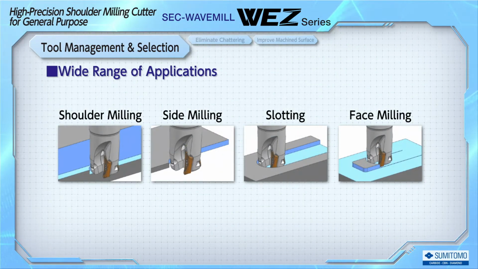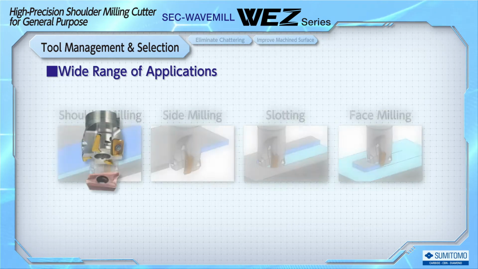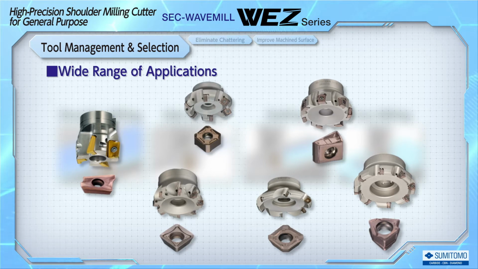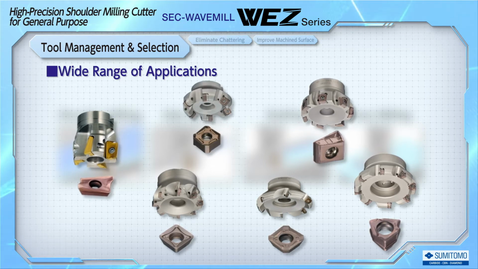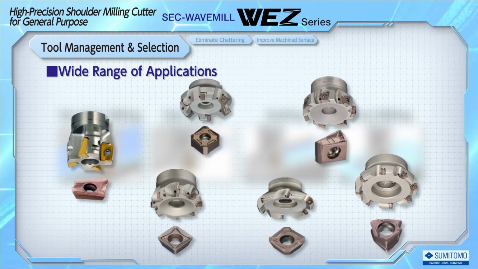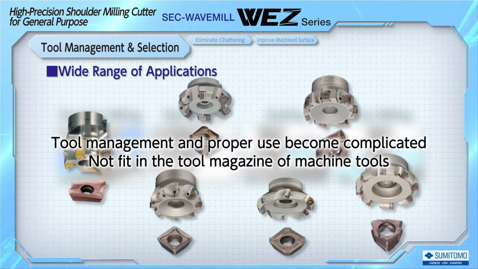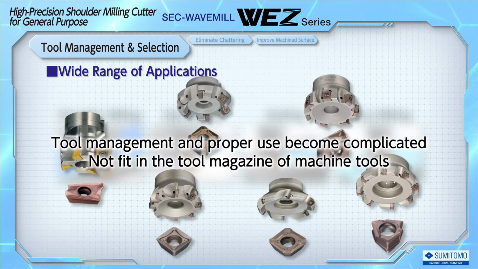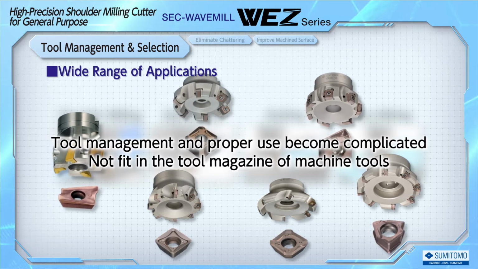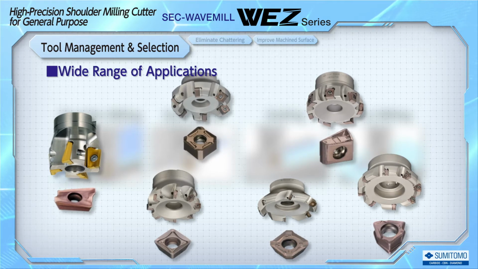First, let's look at the solution for tool management and selection. These are for general milling applications. Recently, milling tools have become more specialized for each application, and as a result, many types of cutter bodies and inserts are required. Therefore, tool management and proper use became complicated. This also limits the number of different types of tools available in the tool magazine.